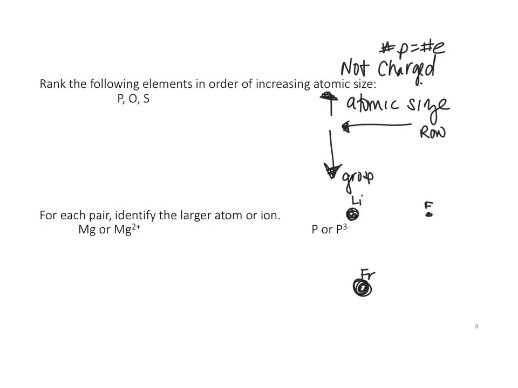And so one of the ways you can think about going down a group getting bigger, well, how many protons does lithium have? 3. So it has 3 electrons. How many protons does francium have? 87. Well, it also has 87 electrons. So those electrons take up more space, and that makes it bigger. There's another principle for why the rows are different.